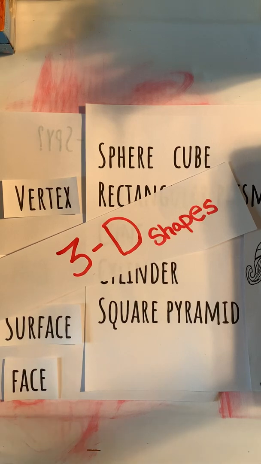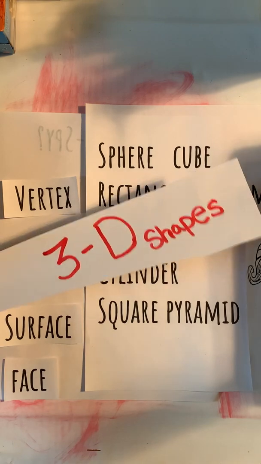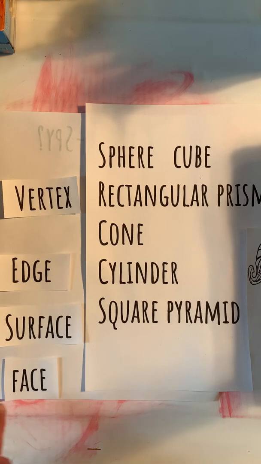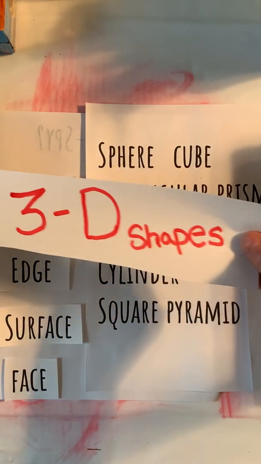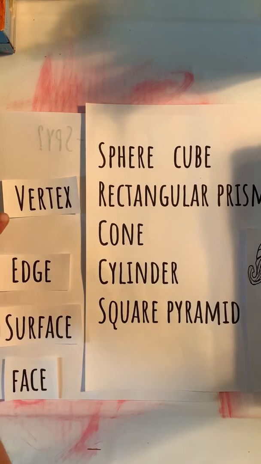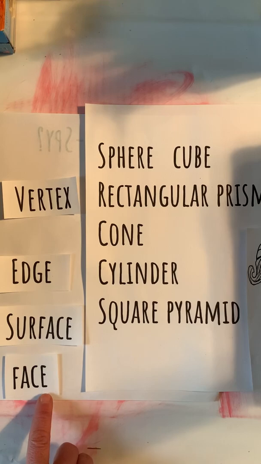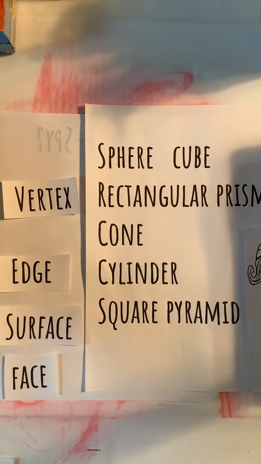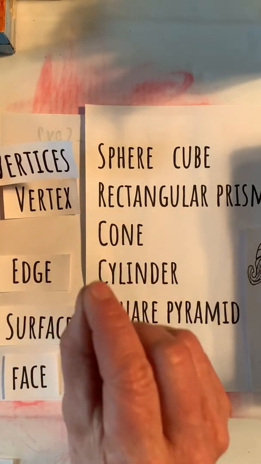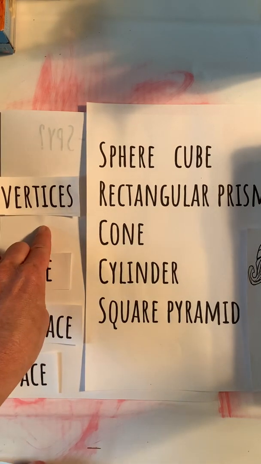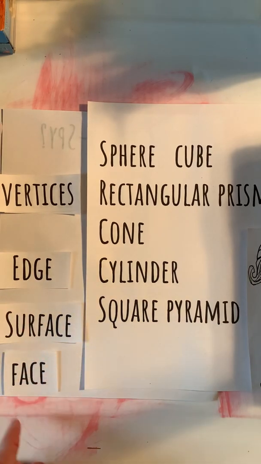3D shapes. What makes something a 3D shape? Well, we're going to look at the different attributes that make a 3D shape a 3D shape. 3D shapes have edges, surfaces, faces, and vertices. A vertex is just one corner, and several vertices would be called vertices, okay? So we're going to be looking for vertices, edges, surfaces, and faces.